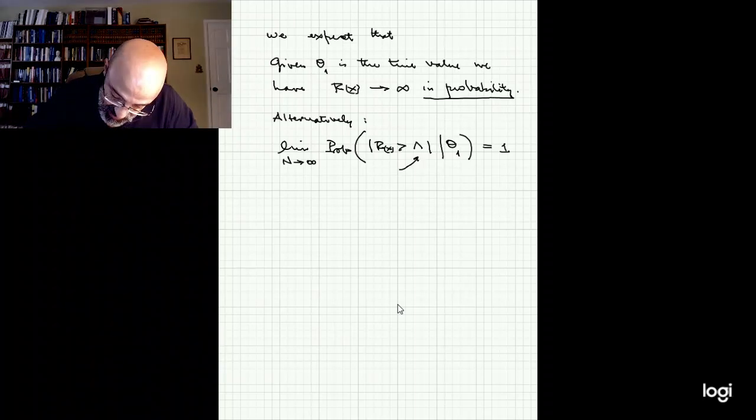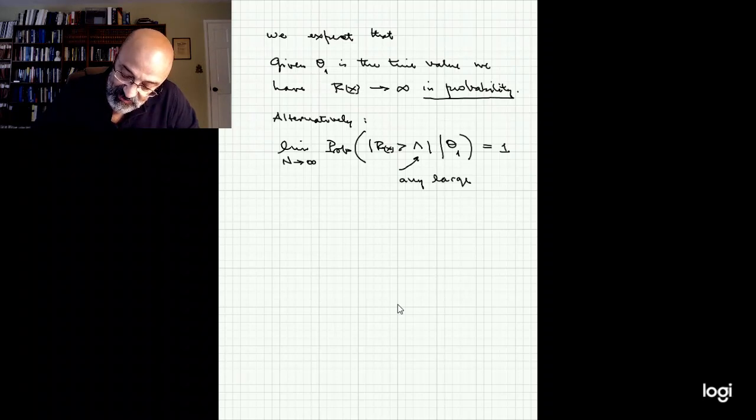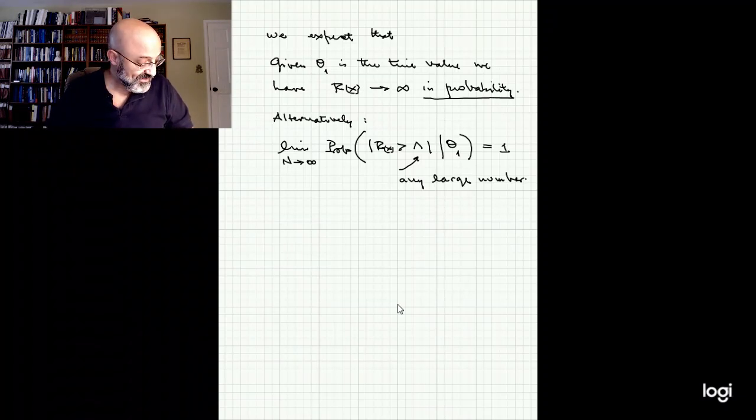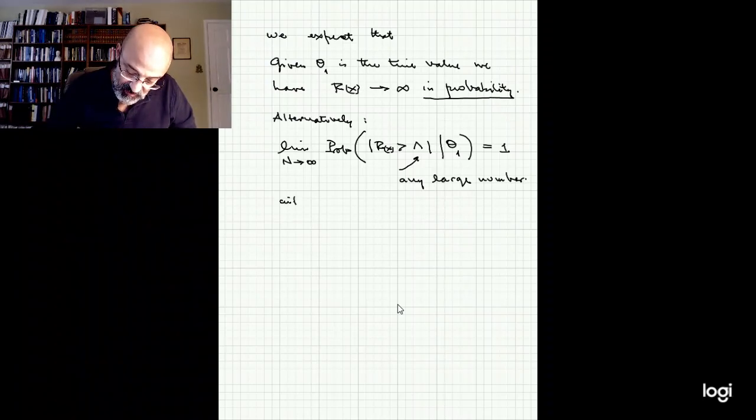This is any arbitrary number. Any, let's even call it any large number, no matter how large, is equal to 1. So how do you prove this? There are exceptions, right? Two exceptions.